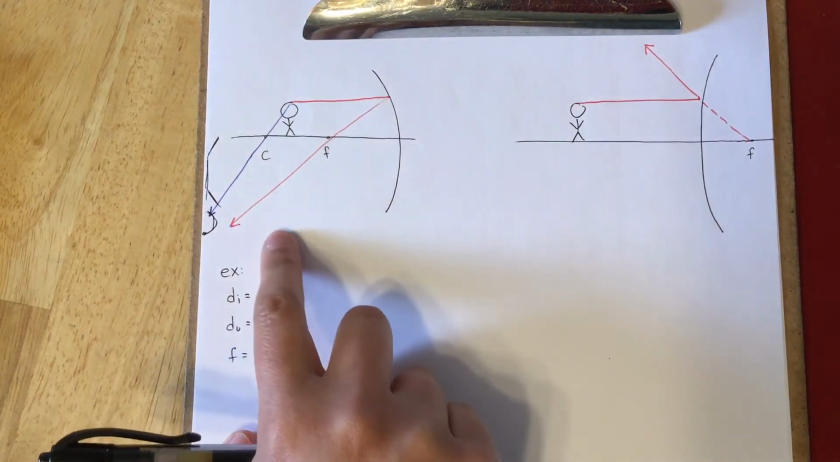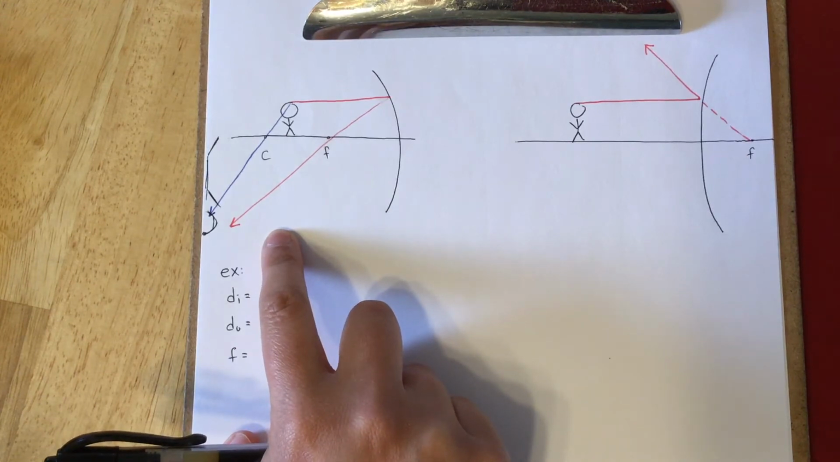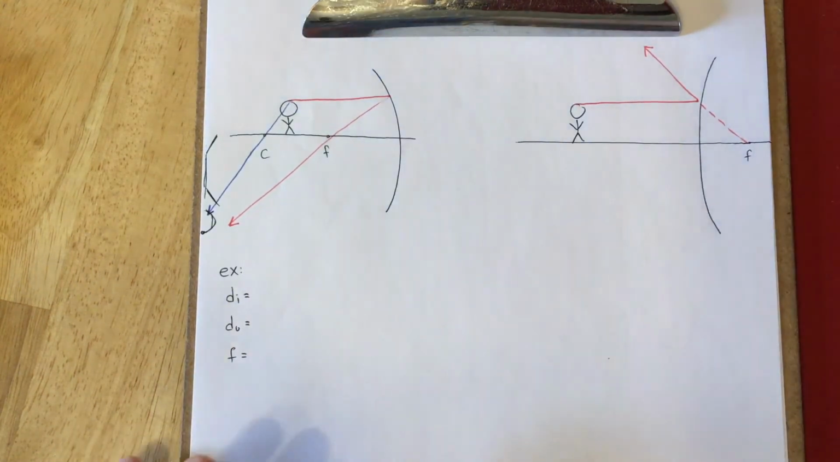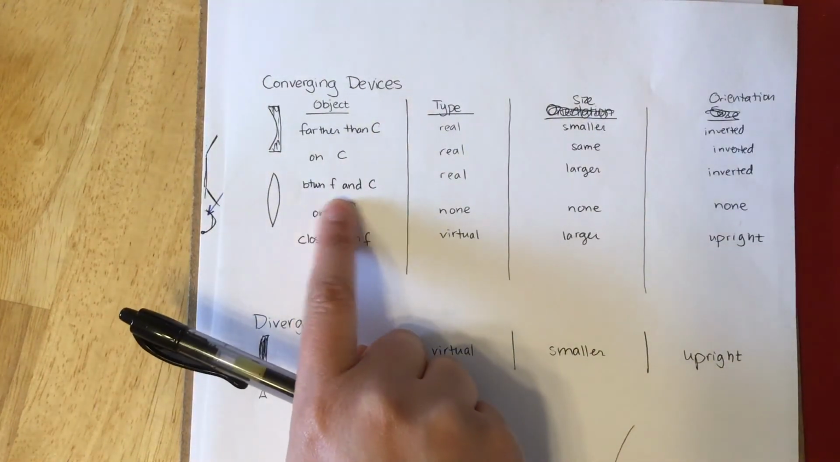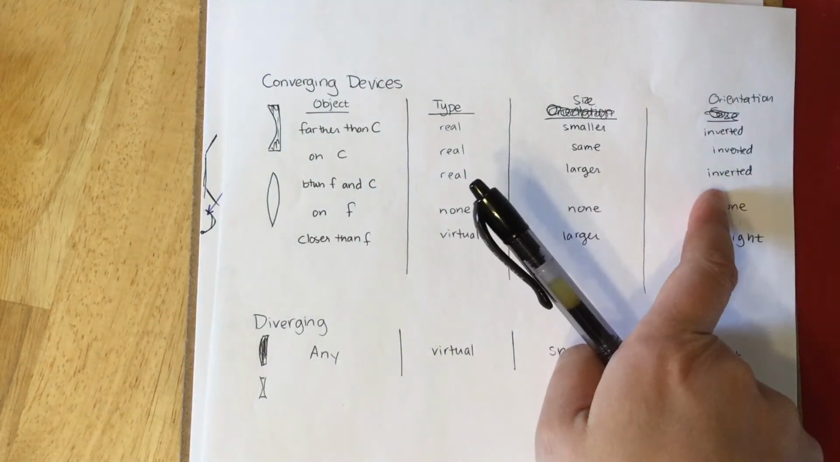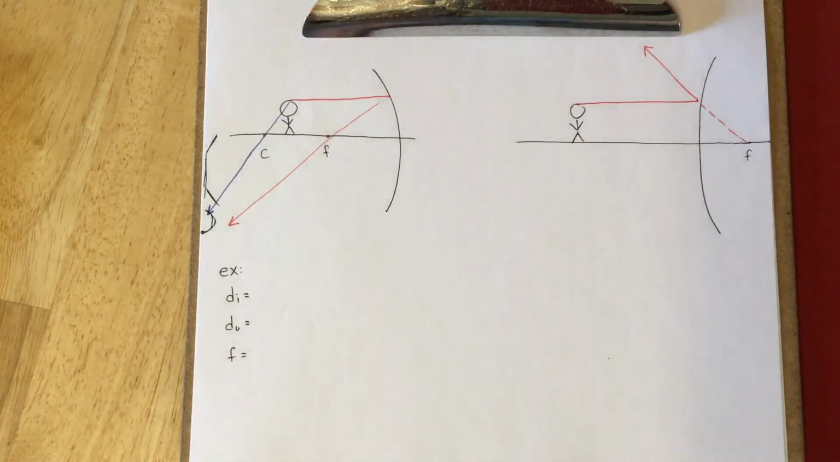So using the 2 rays, I don't have to memorize. Though if you want, you can just go back and check. If you're between C and F, that's where the object is. Real larger inverted. Ta-da!